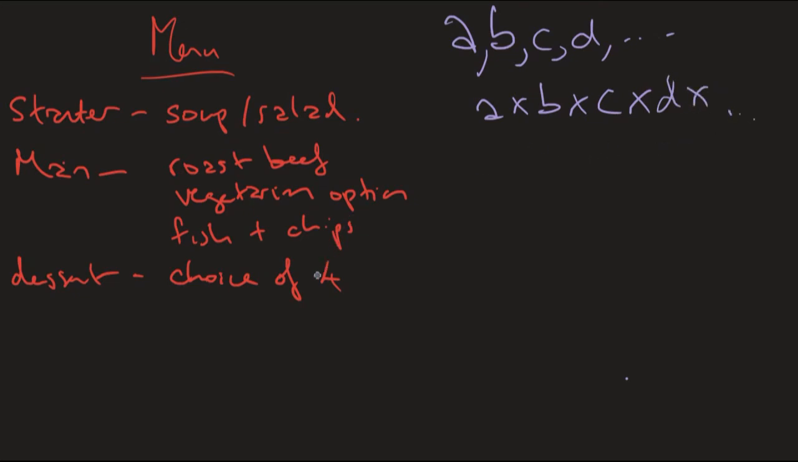So here in our menu example, we have 2 choices of starter, and we have 3 choices of main and 4 for dessert. So there's going to be 24 possible outcomes.